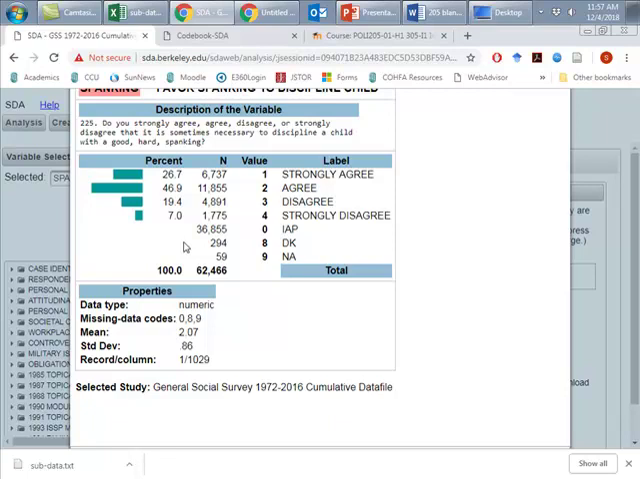Okay? So for me, because I don't really know what the gap is between strongly agree and agree, I'm going to collapse these variables down into 2 categories. You either agree with spanking or you disagree with it. So what I do is I recode the 1s and the 2s to 1s, the 3s and the 4s to 0s, and the 0s, the 8s, and the 9s, I delete. They're of no use to me. Those people go away. And so now I have a 0, 1 variable that I can do a difference of proportions test on.